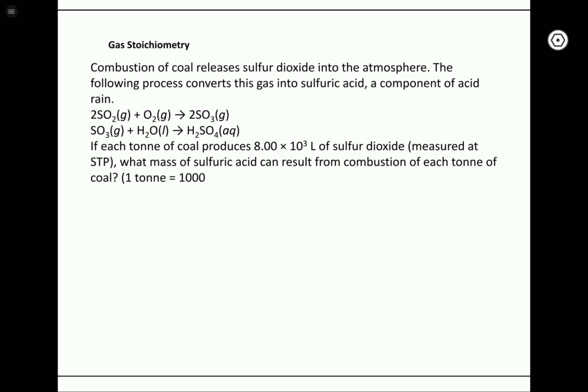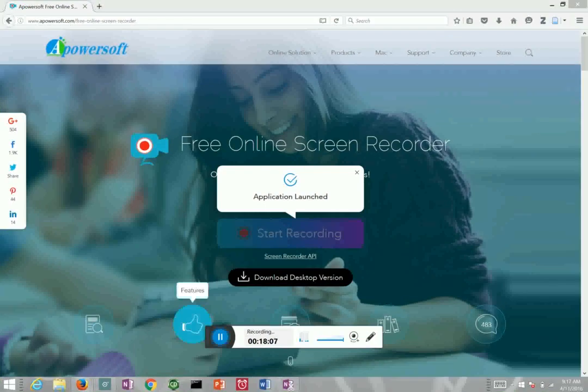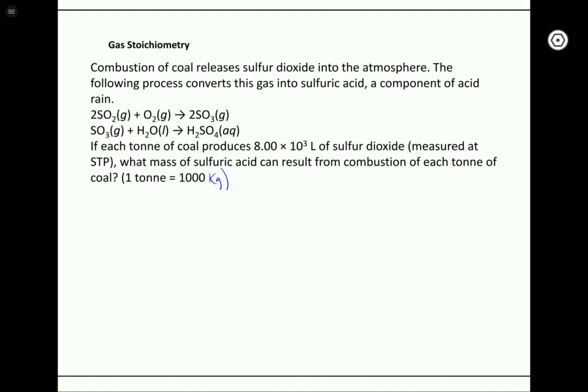So if each ton of coal produces 8 times 10 to the third liters of sulfur dioxide measured at STP, what mass of sulfuric acid can result from combustion of each ton of coal? 1 ton is 1,000 kilograms. I left out part of this problem. Alright, I want to make sure I wasn't missing anything else. I just forgot the last conversion. 1 ton is 1,000 kilograms.